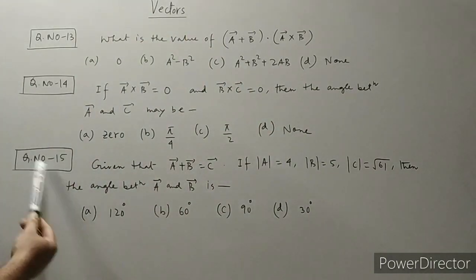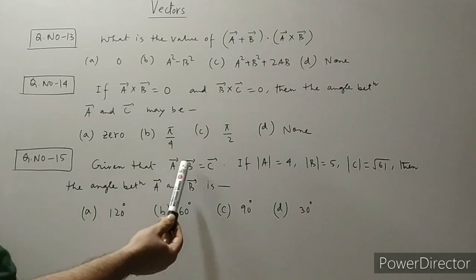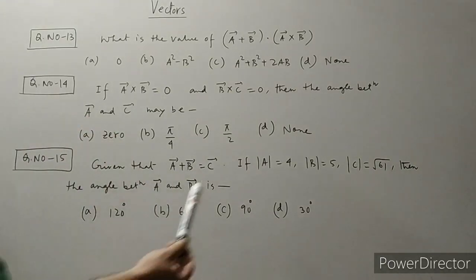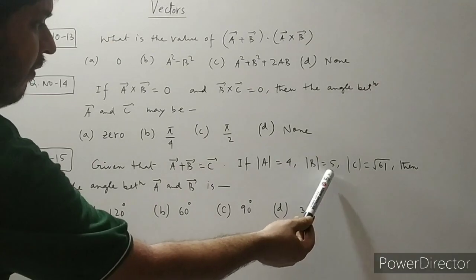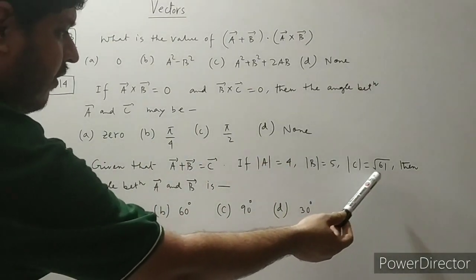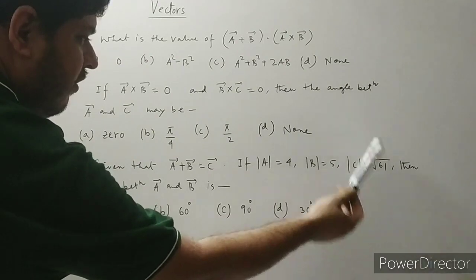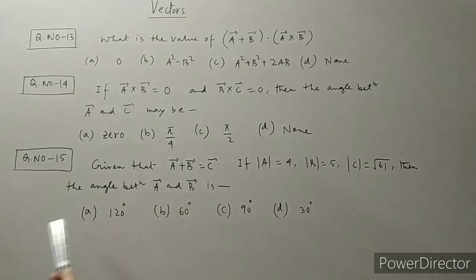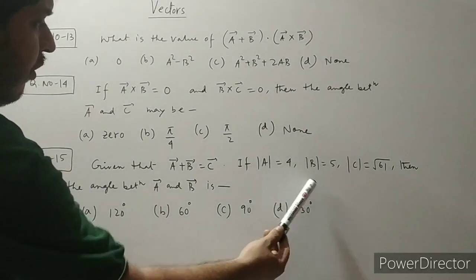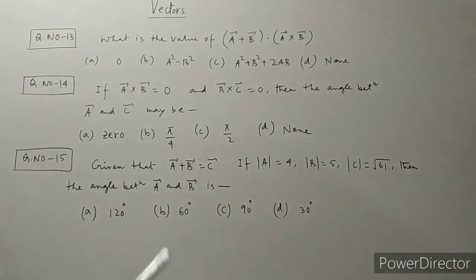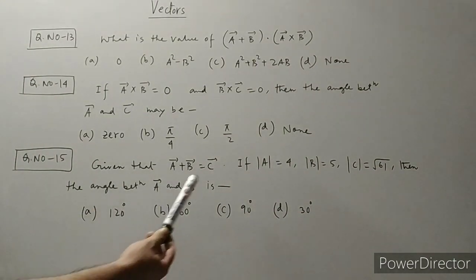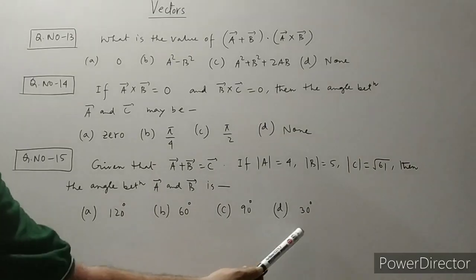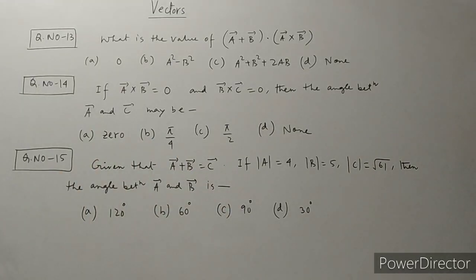Question number 15: given that A vector plus B vector is equal to C vector, if mod A is equal to 4, mod B is equal to 5, mod C is equal to root 61, then the angle between A and B will be 120, 60, 90, 30. It is question number 15.